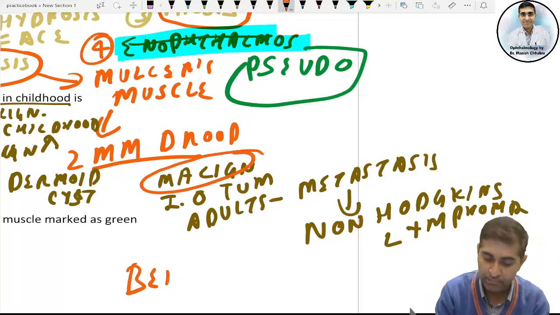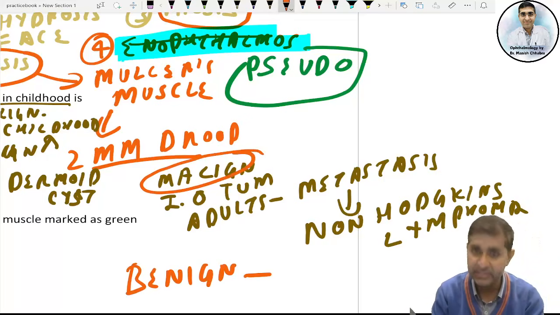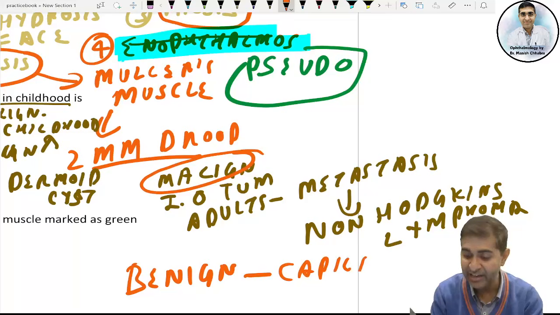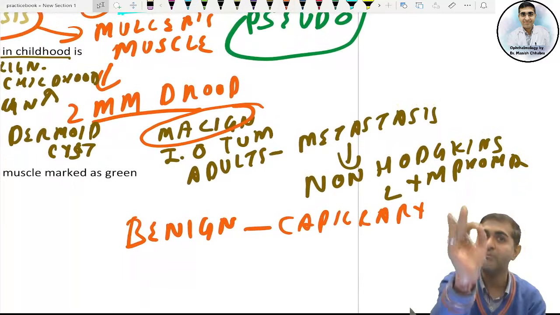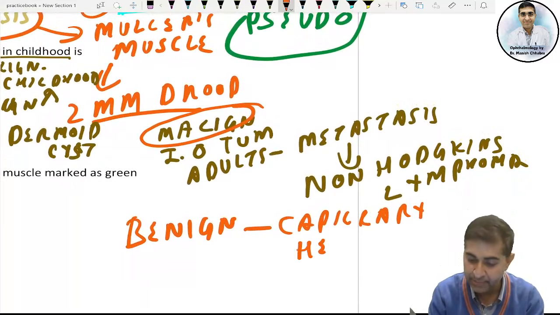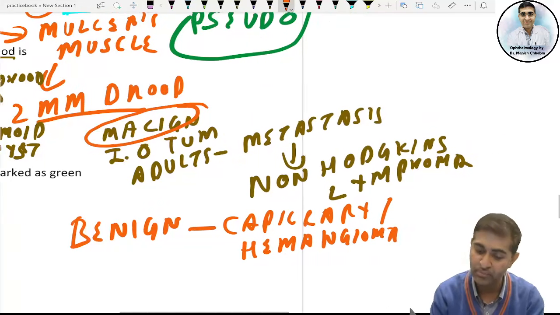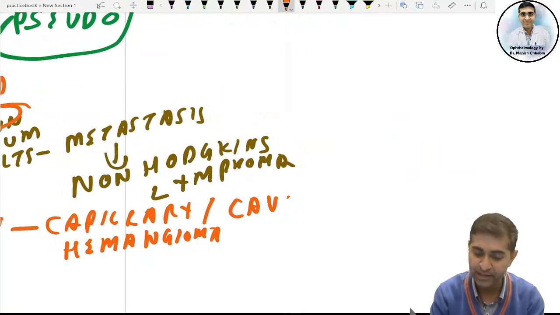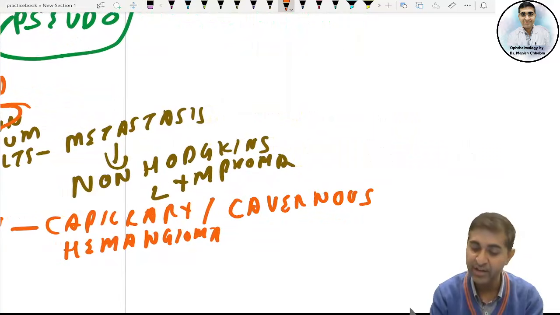Okay. Now similarly, we have talked about malignant. Let's talk about benign now. So benign is capillary or cavernous hemangioma. It is the most common benign intraorbital tumor in adults. Capillary hemangioma, or you can even go for cavernous hemangioma. Cavernous hemangioma. Yes. Buy one get 3 free.